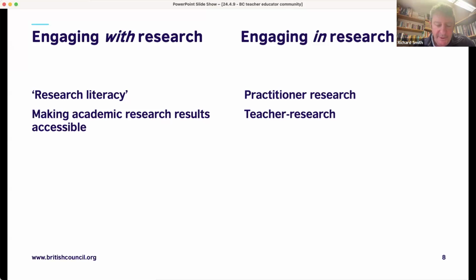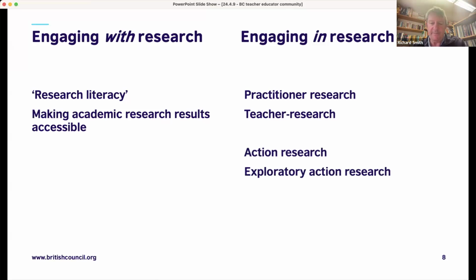That could be a nurse or a doctor, or we're talking about teachers. So I like to have a hyphen between teacher and research. It indicates that it's teachers who are deciding on the research. It's teachers who are doing the research, and it's for their own purposes. So research for teachers, by teachers, and their students, of course.